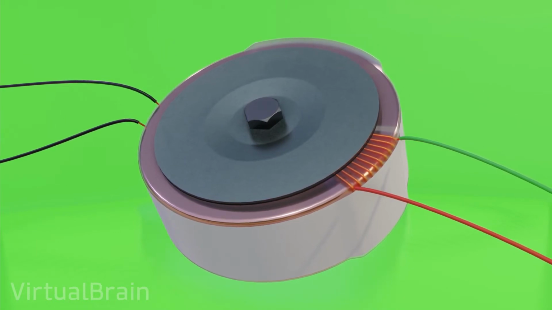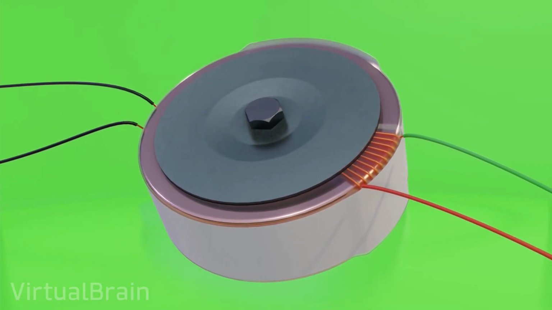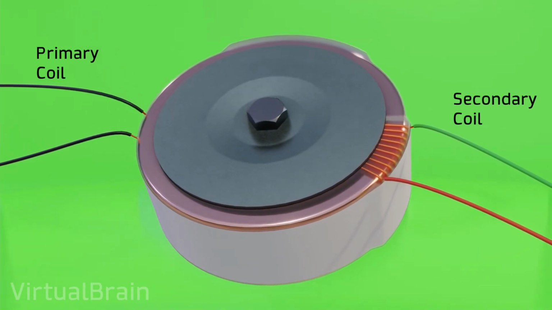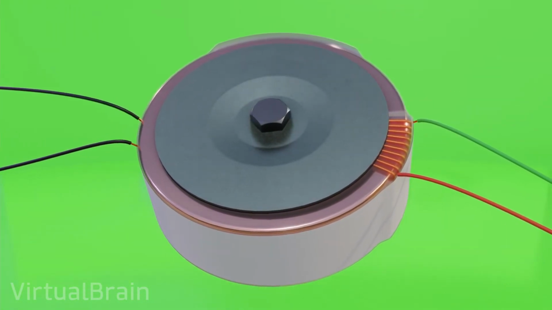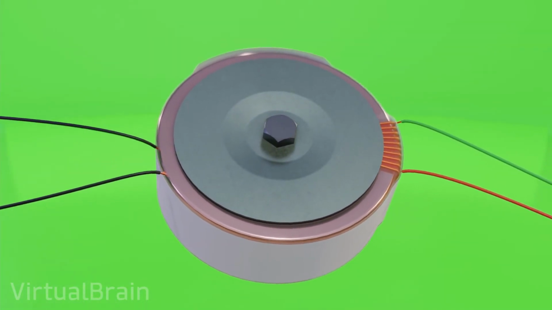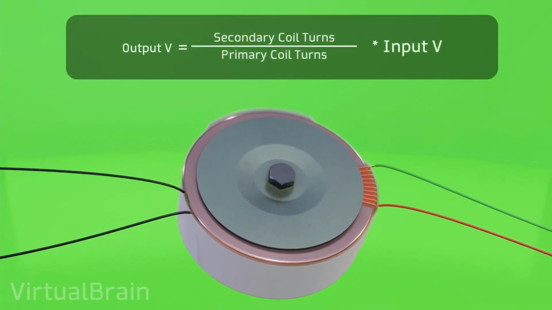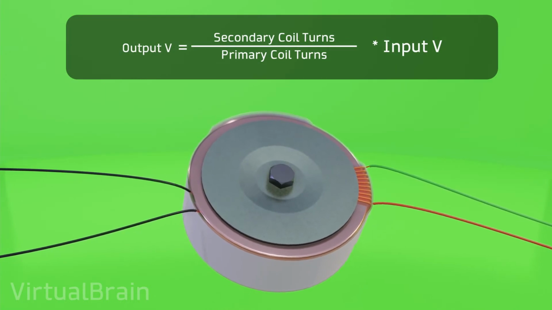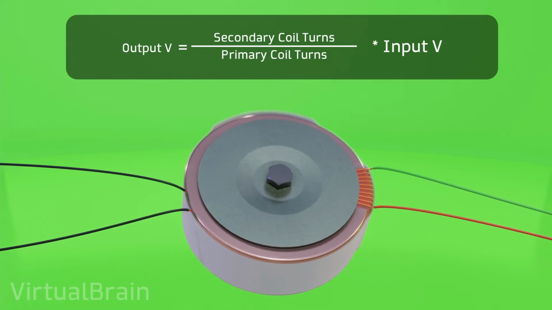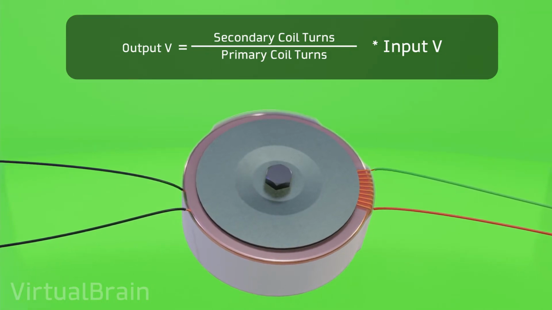An important detail to keep in mind about the configuration that I just showed you is that the primary winding has more turns than the secondary winding, which means that it is a voltage-reducing transformer, but the logic is always the same. The output voltage will be equal to the input voltage multiplied by the division of the number of turns in the secondary winding and the number of turns in the primary winding.